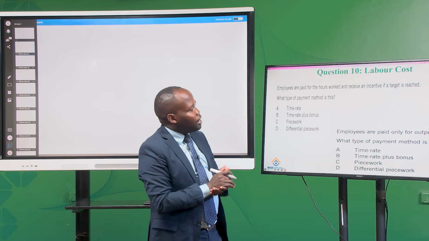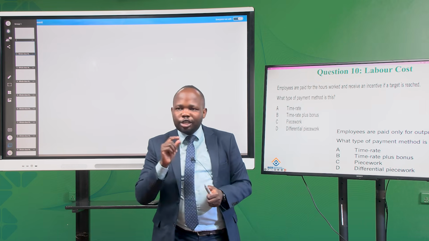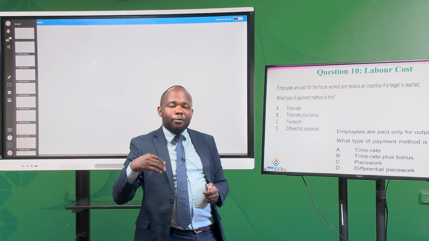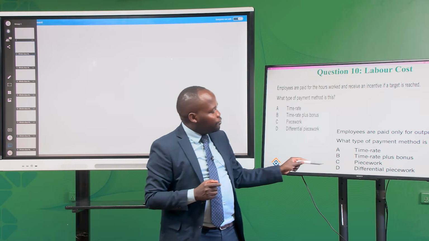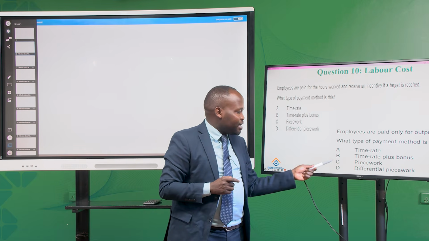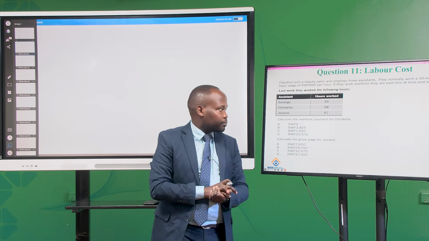The next one is employees are paid only for the output achieved. So when you are paying our employees for the number of units they produce, what type of payment is this? It is piecework. So answer is C. The next question.